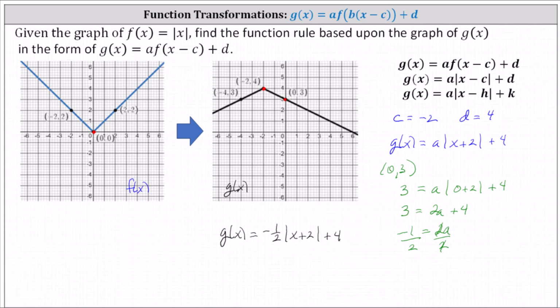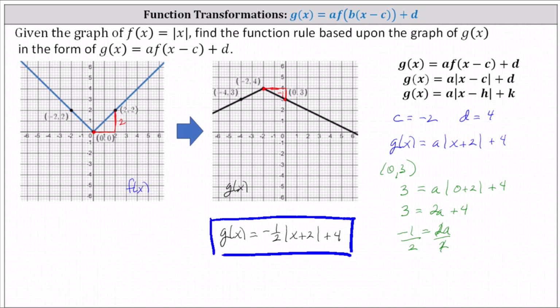Recall if a equals negative 1/2, we have a vertical reflection as well as a vertical compression by a factor of 1/2. Let's see if we can verify this graphically. To do this, we'll start at the vertex of f of x. From here, notice if x increases by 2, the y value or function value increases by 2. And now going to the vertex of g of x, again starting at the vertex, if x increases by 2, notice the y value or function value decreases by 1.